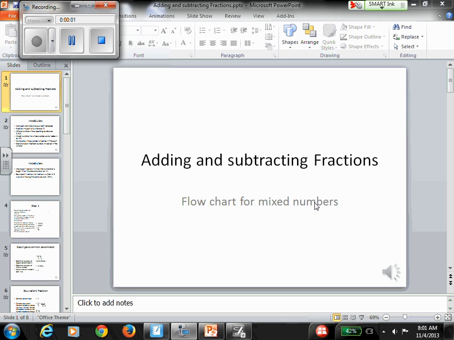I'm going to try to make a video on adding and subtracting fractions. We've been working on those for a couple weeks now, and I'm trying to pull it all together so that we can move on and try something different. So the first thing we're going to do is go over a flow chart for mixed numbers with adding and subtracting.